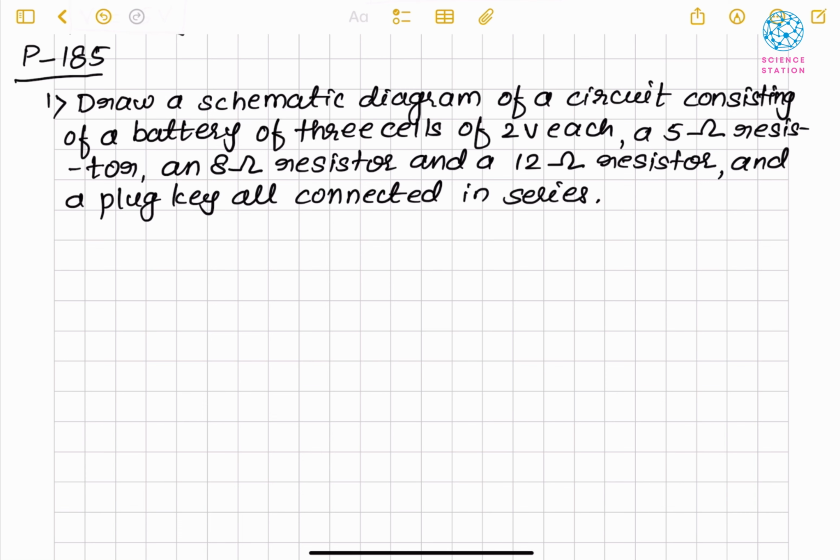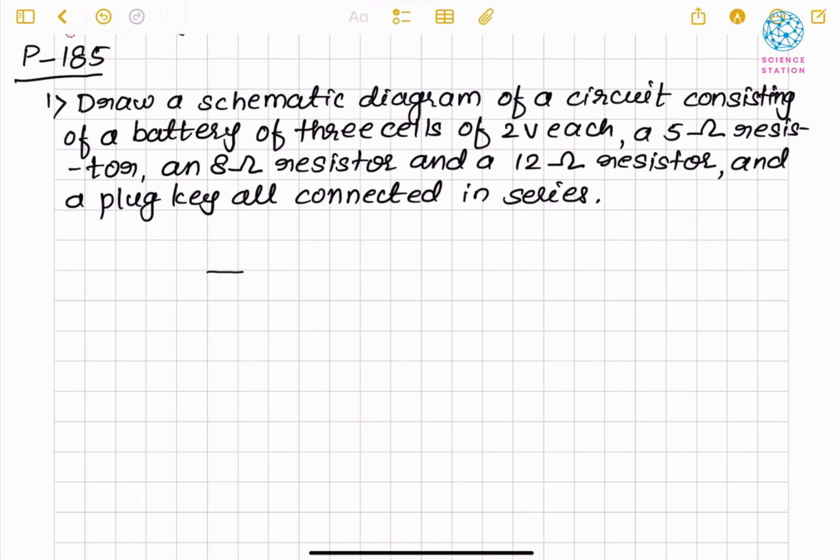Now next question is the first one at page 185. Draw a diagram of a circuit consisting of a battery of 3 cells of 2 volt each, a 5 ohm resistor, an 8 ohm resistor and a 12 ohm resistor, and a plug key, all connected in series.